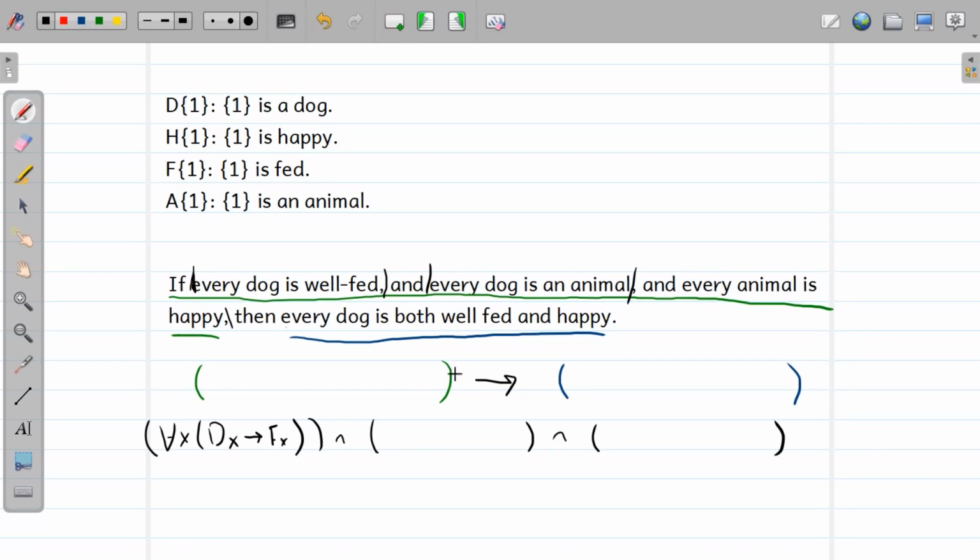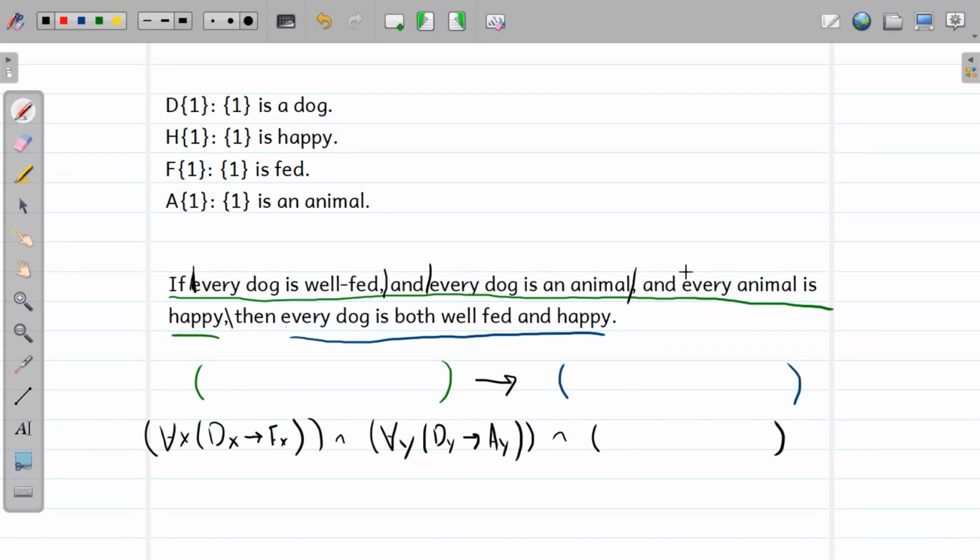Every, that's a universal, right? So, for all x. We could do another, so let's do, for all y, if it's dy, then it's ay. No problem there. We could have used x again because the scope of this quantifier ended here. But nonetheless, we'll use another one for clarity. Is that good? That chunk is good?